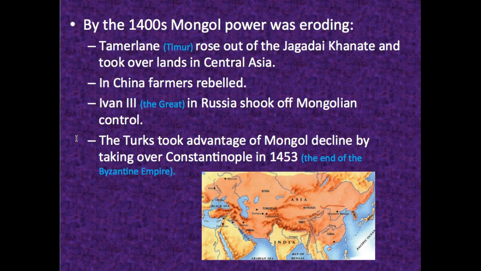We're going to talk a lot more about Ivan the Great in the early modern period, because we'll go back to this time period when we get to, I think, chapter 16 or 17. The Turks begin to take advantage of the Mongol decline, and they take over and sack Constantinople in 1453. And this is the end of the Byzantine Empire.